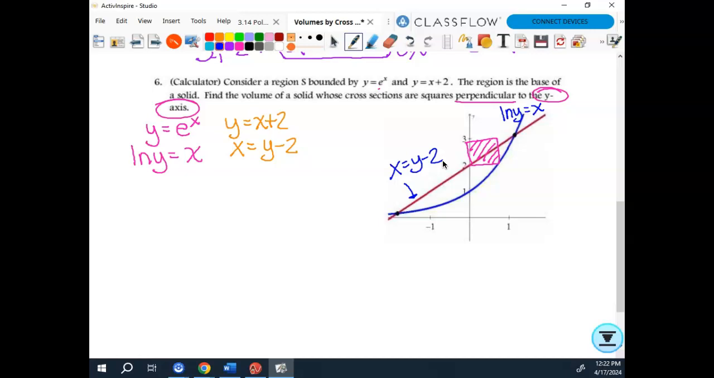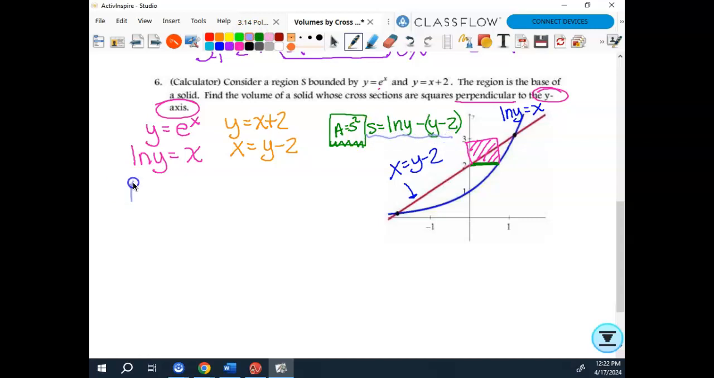All right, so we have a square, right? The base of the square, so we know that area is equal to side squared, so I need a side length. This would be the length that I want. How do I get that? Right minus left, exactly. So I'm going to take the natural log of y and subtract y minus 2. Do you agree with that? That is S, that's what S is.